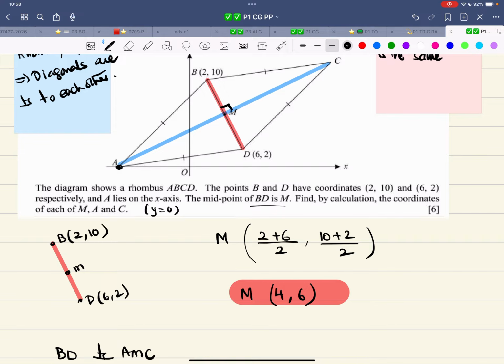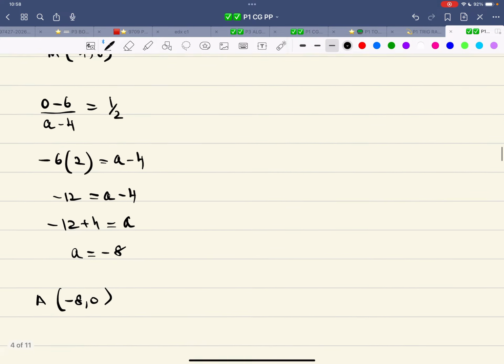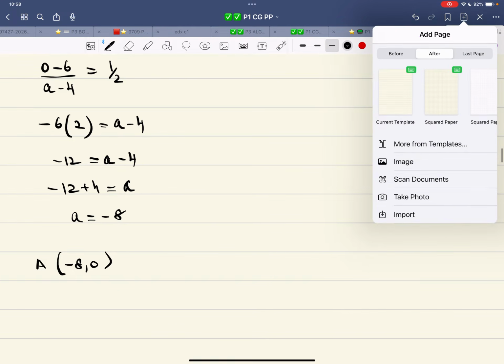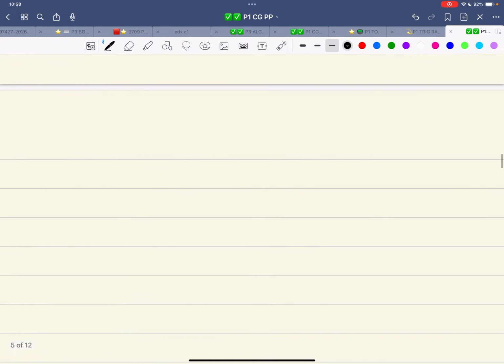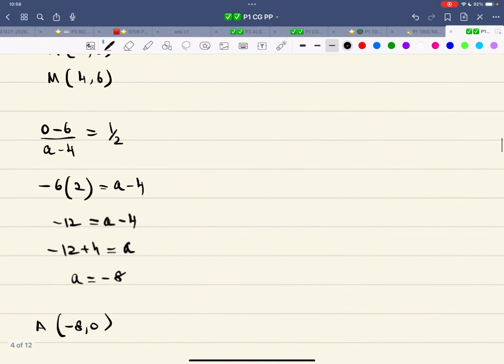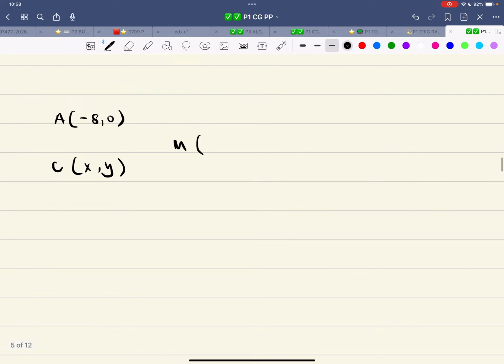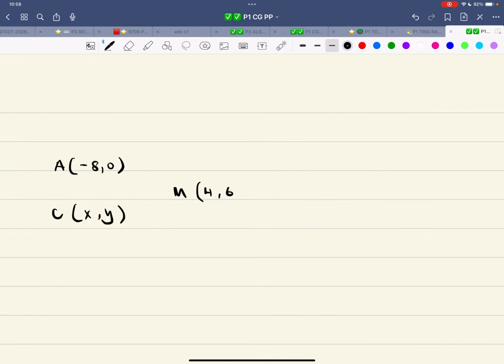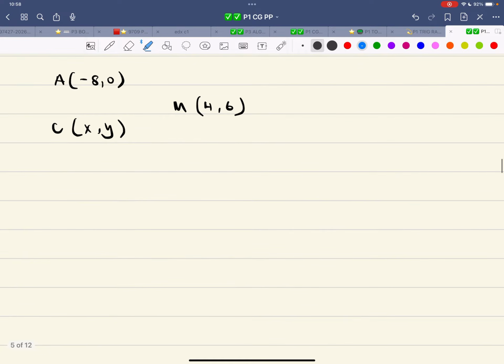C. That's very easy. Again, we can use the midpoint formula. So now let me add a page over here. We have A as negative 8 comma 0. We have C as x comma y. We have M as 4 comma 6. So apply the concept. Let me do a bit of shading. So this red and this red and this red, they are related. This green, green, green are related.